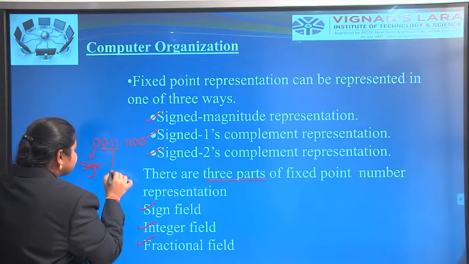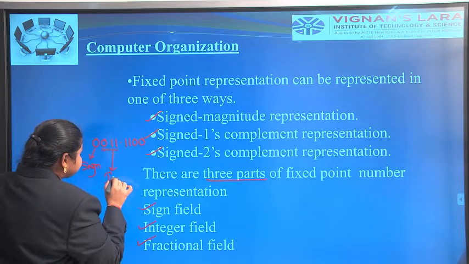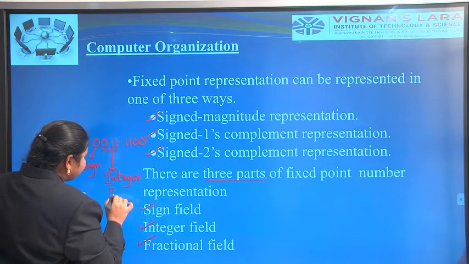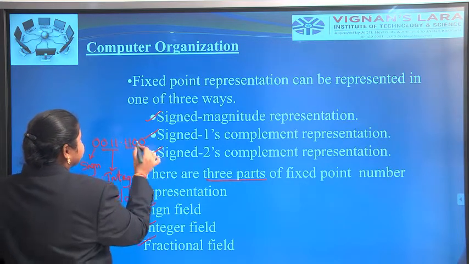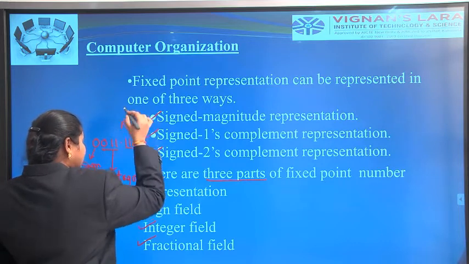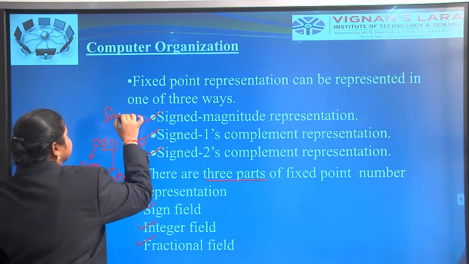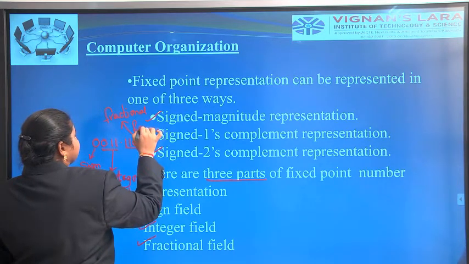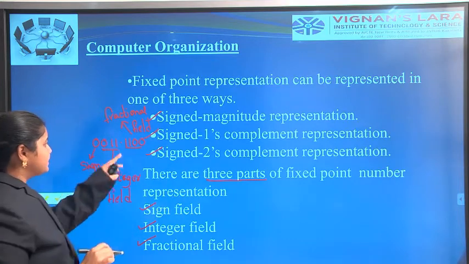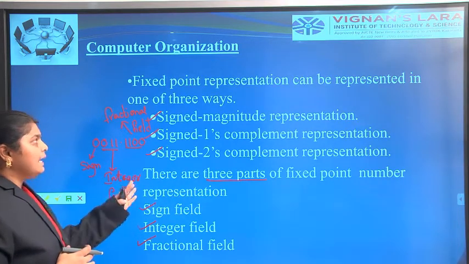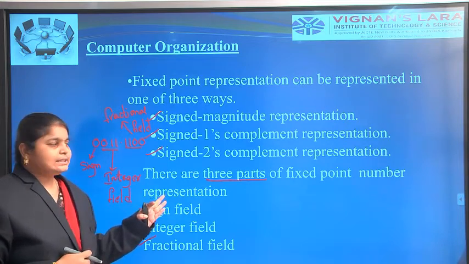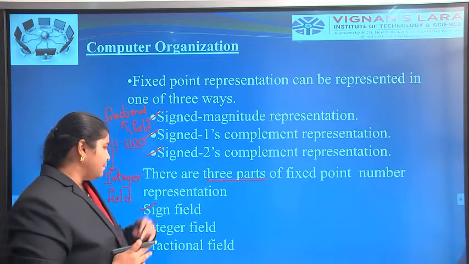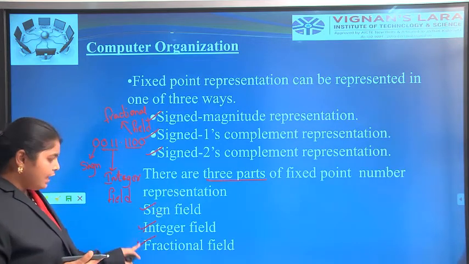The next bits are considered the integer field. And after the fraction point, the remaining digits are the fractional field. So the fixed point number representation consists of mainly three parts: signed field, integer field, and fractional field.